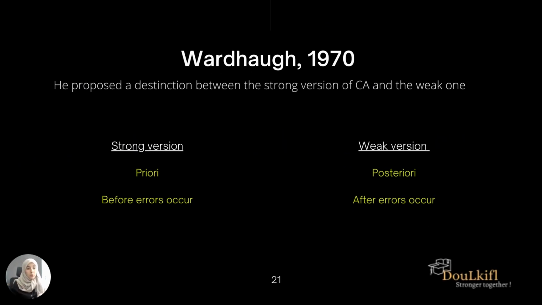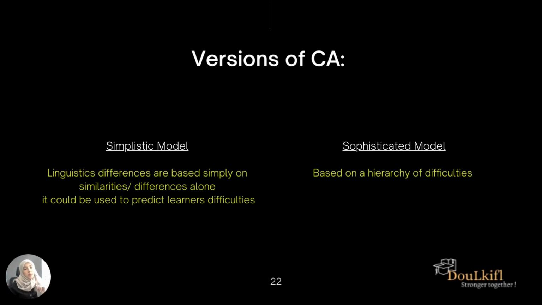Another vital point is the versions of CA. So according to Wardhaugh in the 1970s, he proposed a distinction between the strong version of CA and the weak one. The strong version of CA is a priori, which means before the error occurs, they predict it. The weak version is a posteriori, which means after the error occurs, they go and try to analyze it. Okay, as easy and simple as that.